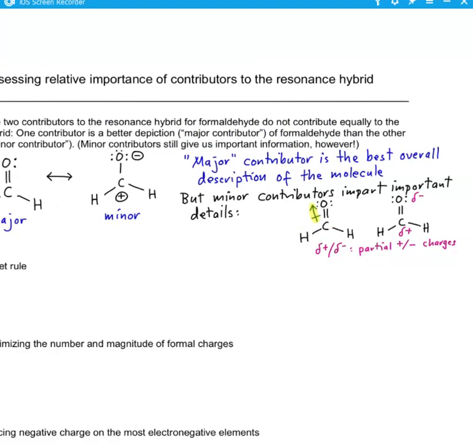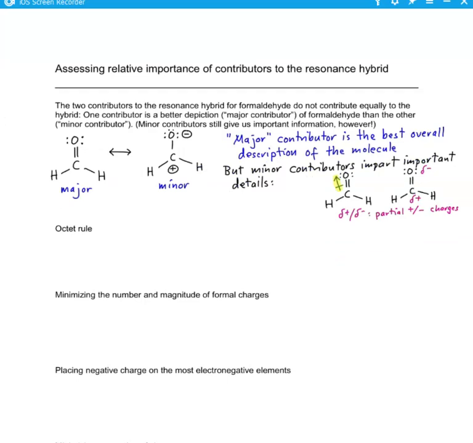Now, if we apply this idea, the point here is that a minor contributor can impart important details. So in the minor contributor, look at what we have. We have a full negative charge on oxygen and a full positive charge on the carbon. That's a reflection of that dipole. So this is one of the things that you might see in the minor contributor.